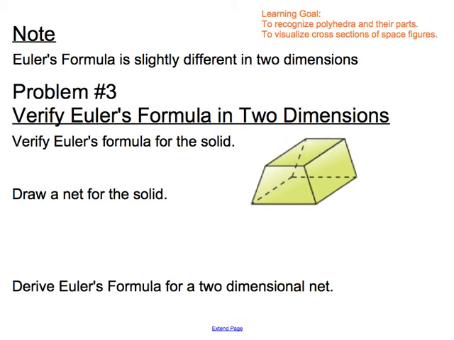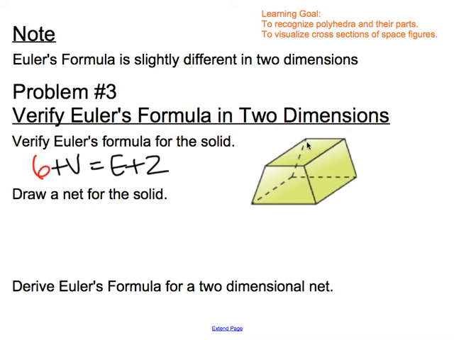One thing that's really important to remember is that Euler's formula is slightly different in 2 dimensions. So first, let's verify Euler's formula for the solid. So if you remember, the formula is F plus V equals E plus 2. So let's count up the number of faces here. This object has one back face, which is a trapezoid, one front face, which is a trapezoid, and then 4 rectangular faces, which represent the sides of the trapezoidal prism. So this object has a total of 6 faces.